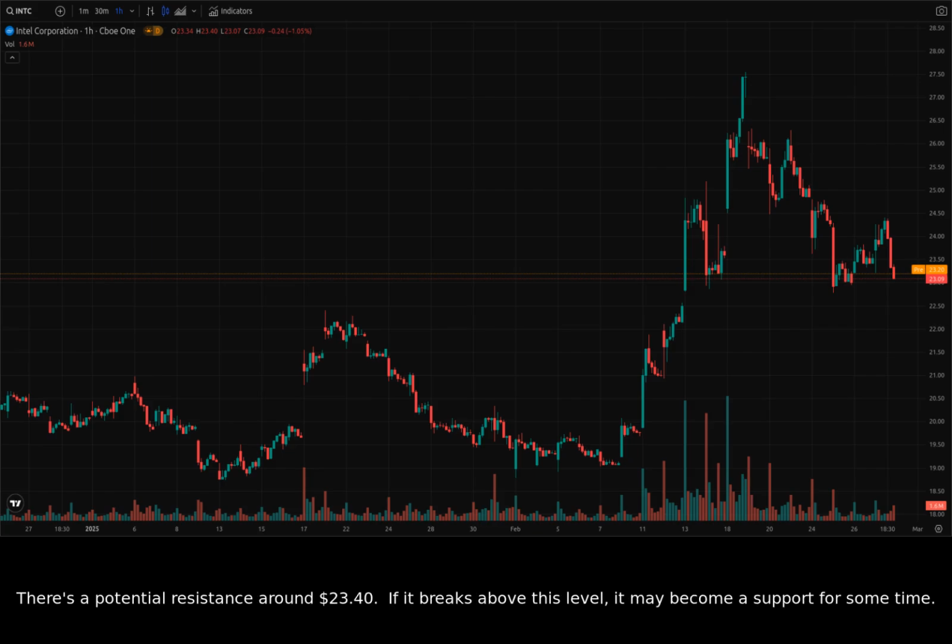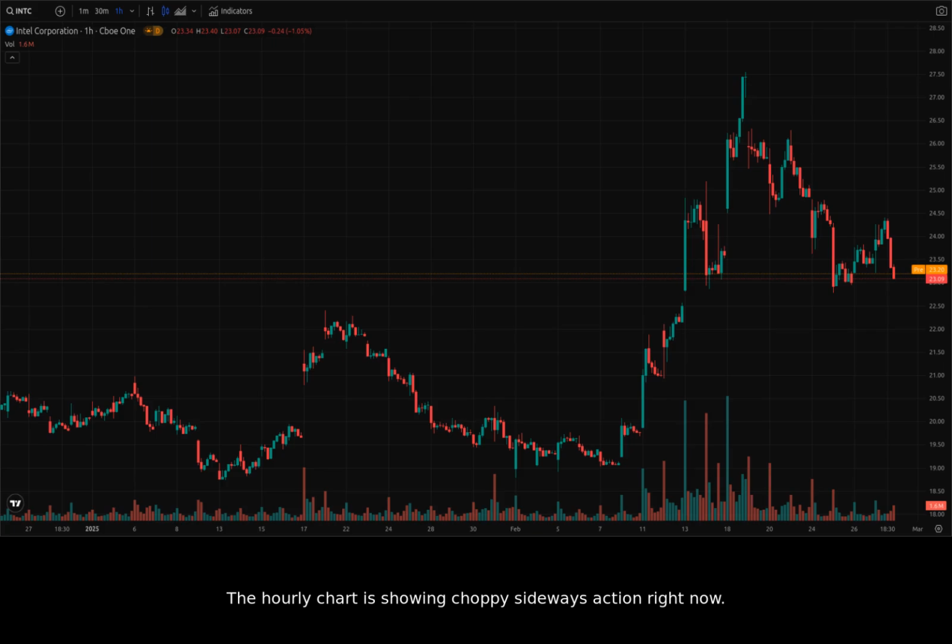There's a potential resistance around $23.40. If it breaks above this level, it may become a support for some time. However, if it breaks below the $23 level, then it may be an area of resistance. The hourly chart is showing choppy sideways action right now.